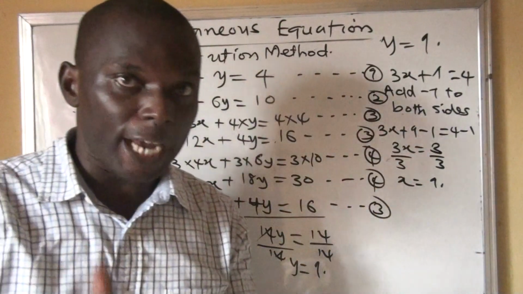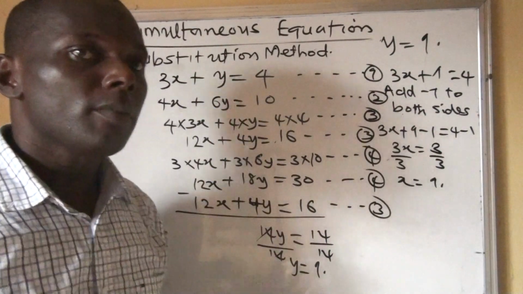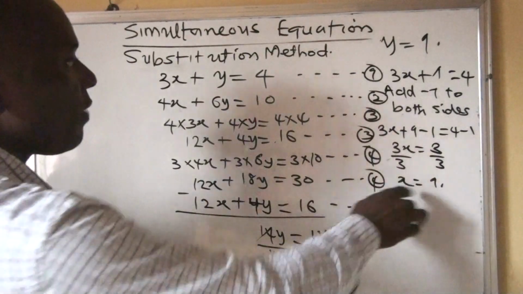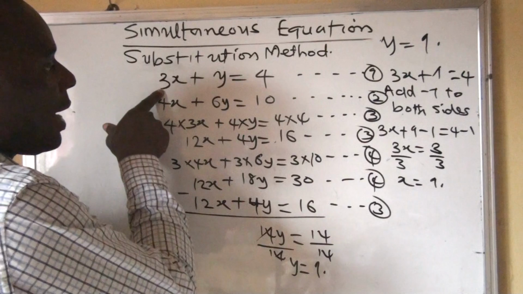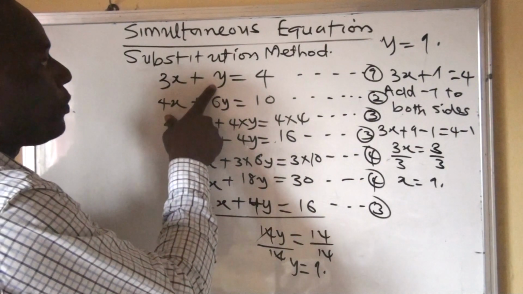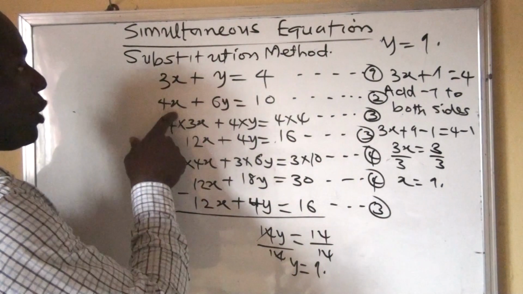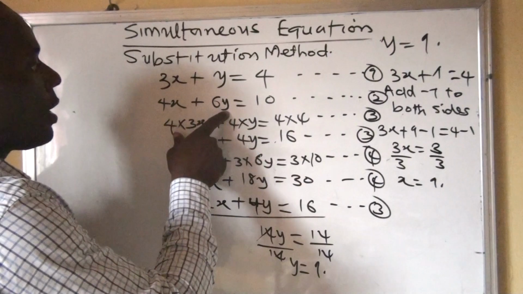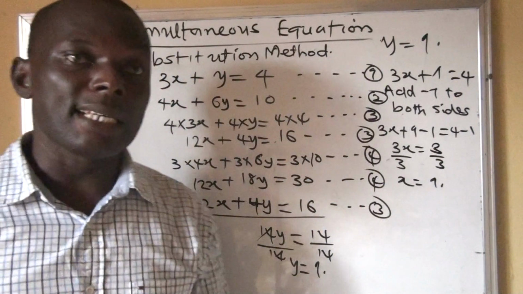We can also check to see if our answer is accurate. We can put this value in either of these equations. Here 3x is 1, so 3 times 1 is 3, plus y is 1. 3 plus 1 is 4, it's correct. Here 4 times 1 is 4, 6 times 1 is 6, so 4 plus 6 is 10. This shows that our answer is accurate.